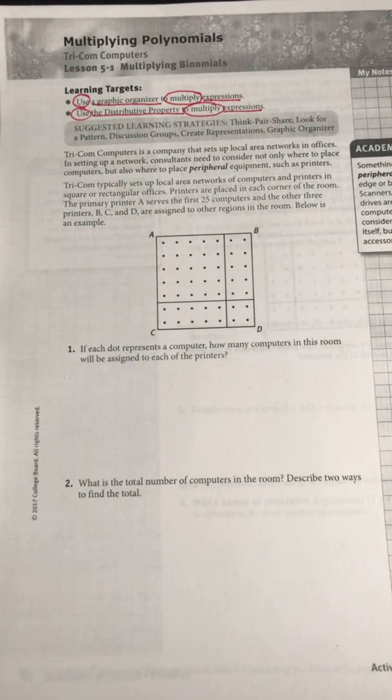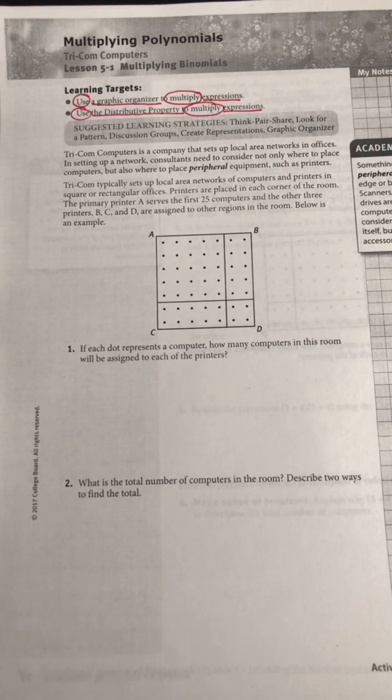Okay. So it says Tricom Computers is a company that sets up local area networks and offices. In setting up a network, consultants need to consider not only where to place computers, but also where to place peripheral equipment such as printers. Peripheral equipment is considered something that is on or near the edge or boundary of something, such as speakers, external drives. Those are other types of peripheral equipment.